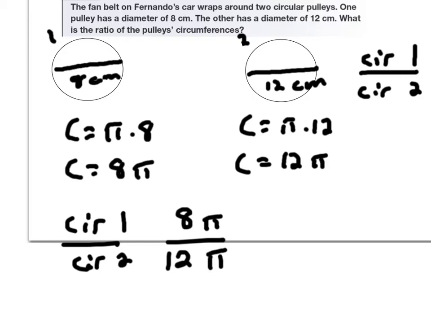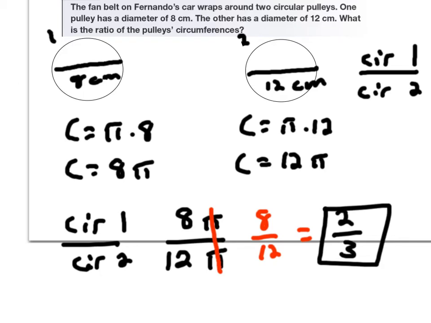Now we just need to simplify these fractions. Well, pi divided by pi, anything divided by itself is 1, so those just cancel each other out. So our fraction is 8 over 12, and that reduces down to 2 over 3. Whoops, let me erase that. Don't like having my writing that thin. So 8 divided by 12 reduces to 2 over 3. That's the ratio of the pulley circumferences, 2 to 3.